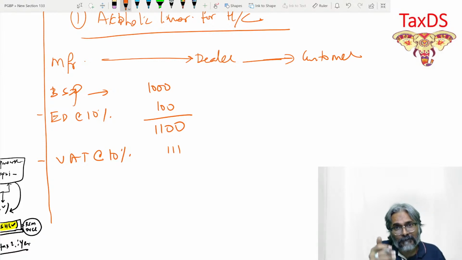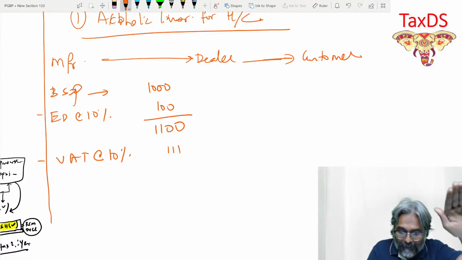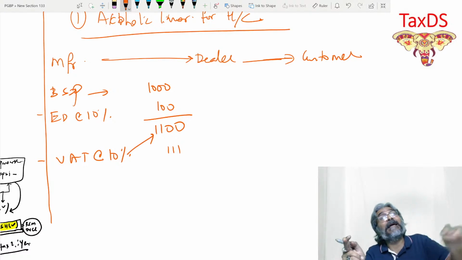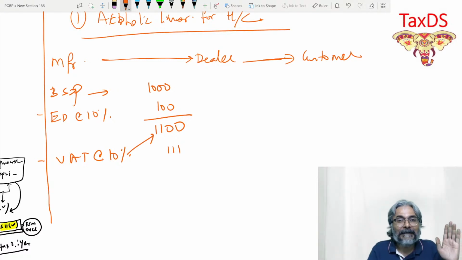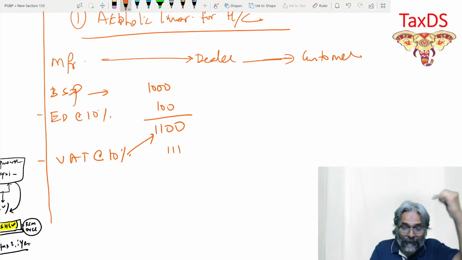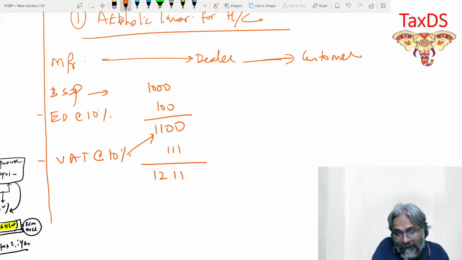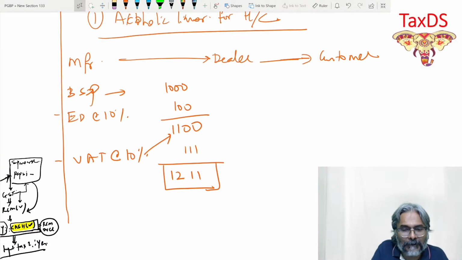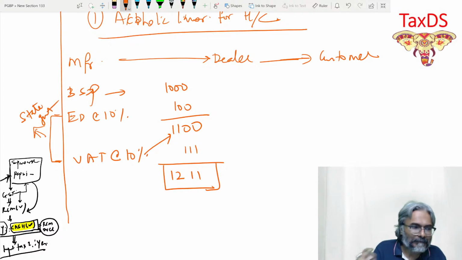Old system of excise duty and VAT as far as alcoholic liquor for human consumption is concerned. This VAT of 10% would be on that value which includes excise duty. So it's a tax on tax, and if it is a tax on tax, it's a cascading effect. So now the total happens to be 1211. Is that clear to all of you? Both the amounts, the state excise duty and the VAT, go to the state government.